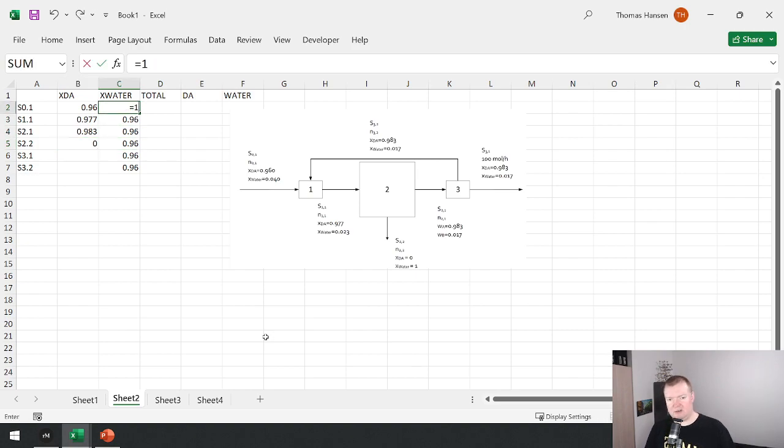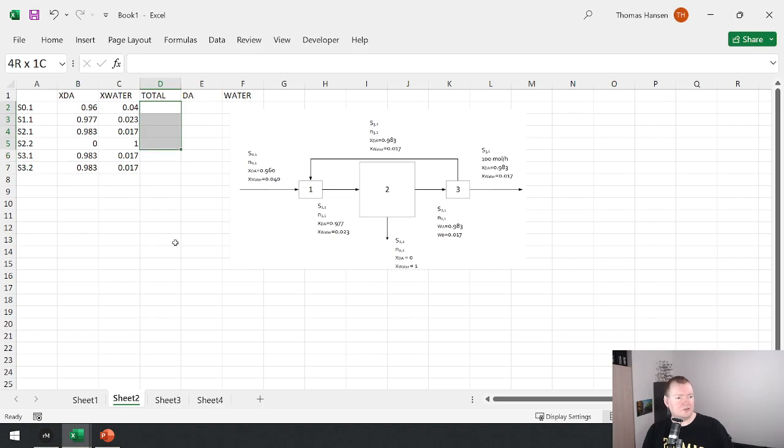Oh, I did it wrong. Hang on. 1 minus that one. There we go. So all of these I just calculate by taking 1 minus the other concentrations. 3.1 is 0.983, 0.983. That should check out.